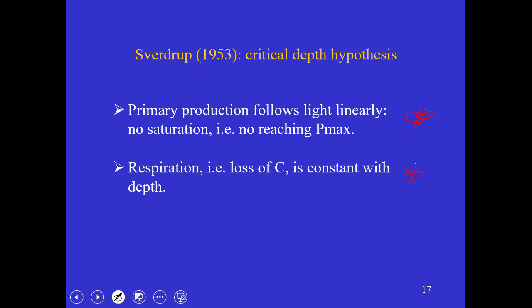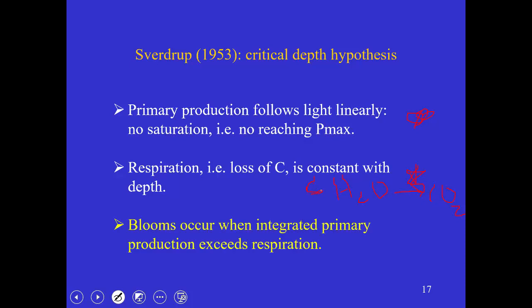So in addition to assuming that primary production follows light linearly, basically more light, more primary production, he also assumed that respiration, that is the loss of carbon, going from organic material back to CO2 and consuming oxygen, is constant with depth. And then he deduced, and this is the crucial point, that you would have a bloom when the integrated, this is crucial, integrated primary production exceeds respiration.